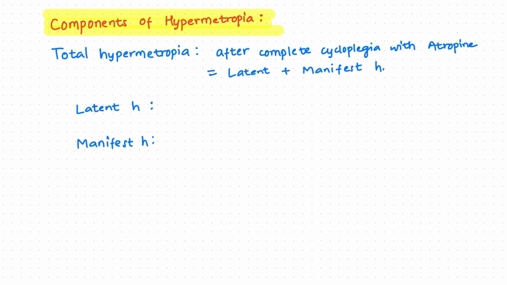So it may go unnoticed. Latent hypermetropia is disclosed after using atropine for abolishing the tone of the ciliary muscle, right. Now talking about the manifest hypermetropia, it is the remaining portion of total hypermetropia when latent hypermetropia is excluded, which is not corrected by the ciliary muscle tone. Total hypermetropia equals latent plus manifest hypermetropia.